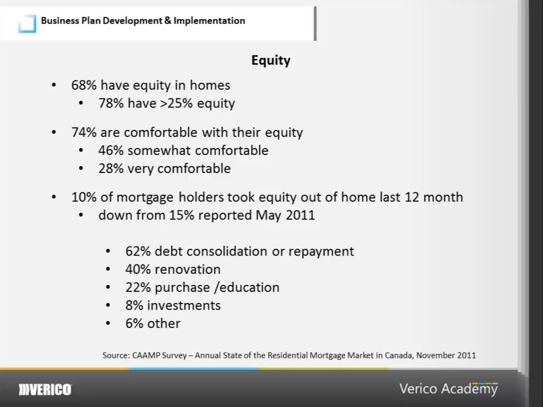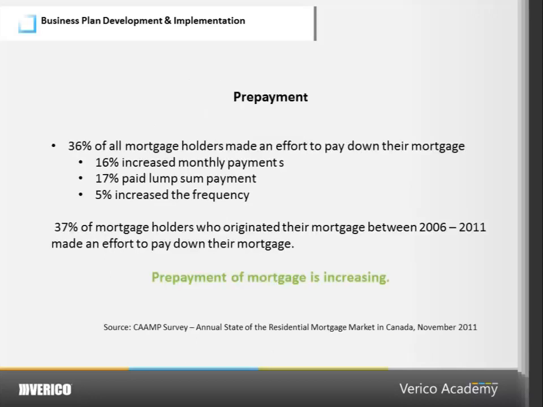So if you combine the stats of the equity that the consumer has in their home and their tolerance for having a higher payment, that shows some potential, or that should play a part in developing the strategy for your business this year. Prepayment, 36% of all mortgage holders made an effort to pay down their mortgage, 16% increased monthly payments, 17% paid lump sum payments, and 5% increased the frequency.